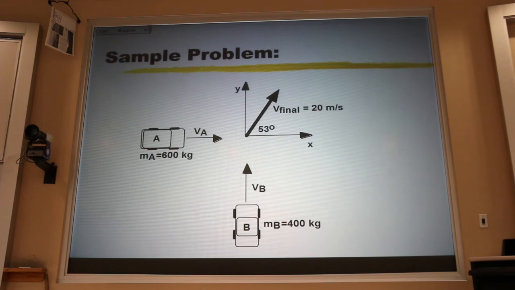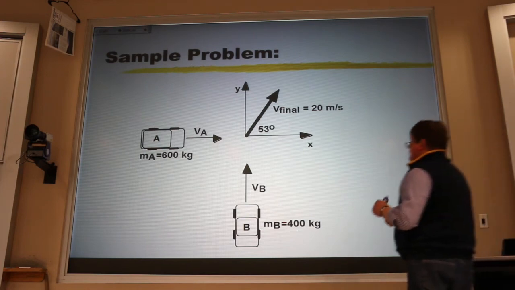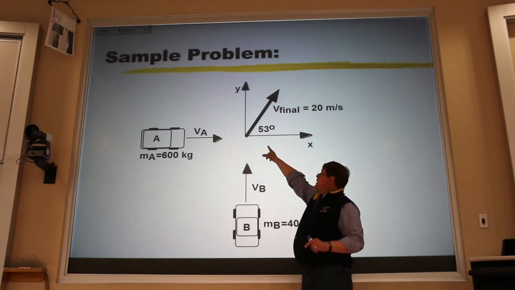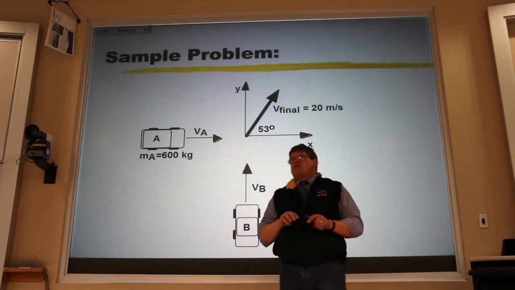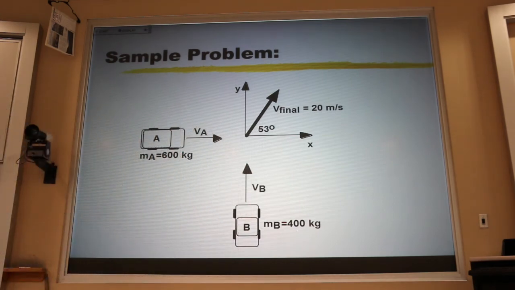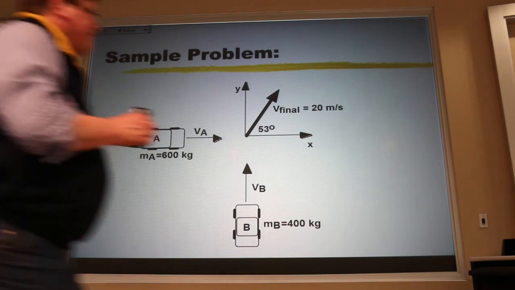But we find that when they crash and lock together, they scrape across the pavement and leave skid marks that are going 53 degrees north of east. And if you measure those skid marks and you use what you know about the road, you can figure out that right after the collision, they were scraping along at 20 meters per second. Now the police call you in because you're the physicist, the rocket scientist, and they say, who was speeding? Who do we give the ticket to? Let's solve that problem.